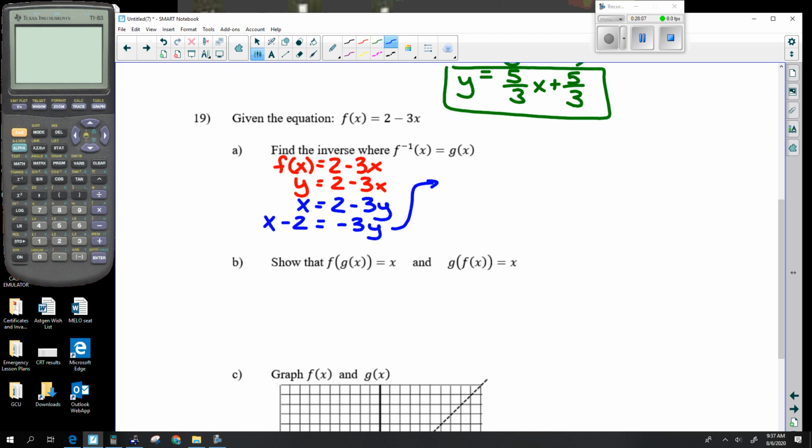Over here, that would be x minus 2 divided by negative 3. Kind of cleaning this up just a little bit, y is equal to, you can write this in a bunch of different ways. What I'm going to do is go 2 minus x over 3 to look like that. It could look like negative 1/3 x plus 2/3. So any version.